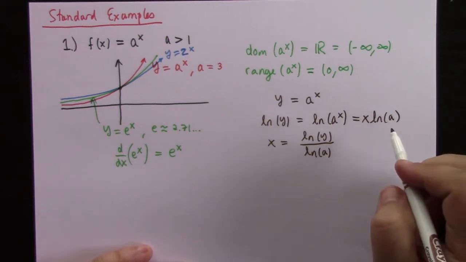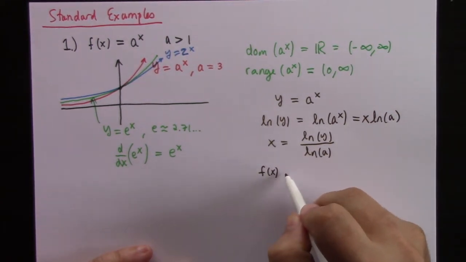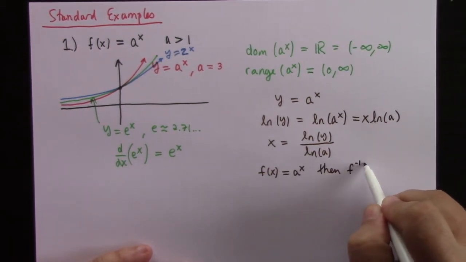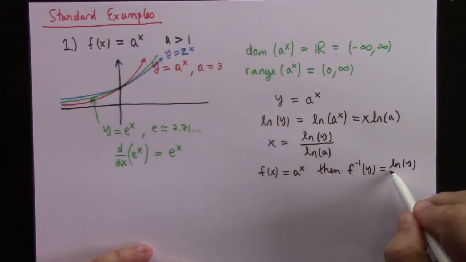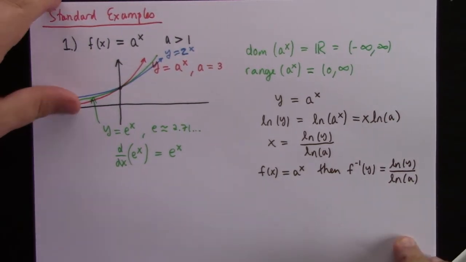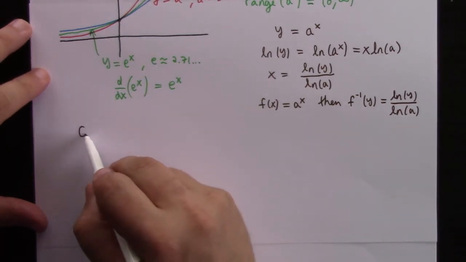That's the inverse function, right? In other words, if f of x is equal to a to the x, then f inverse of y is equal to the natural log of y over the natural log of a. Now, maybe you also remember that there's another way of writing that, right? The change of base formula.